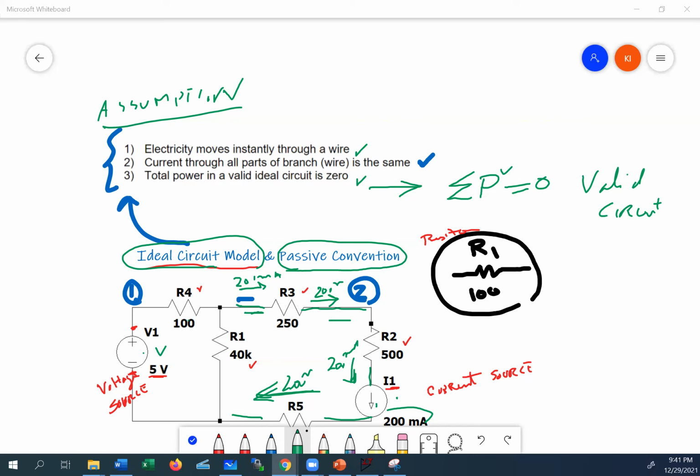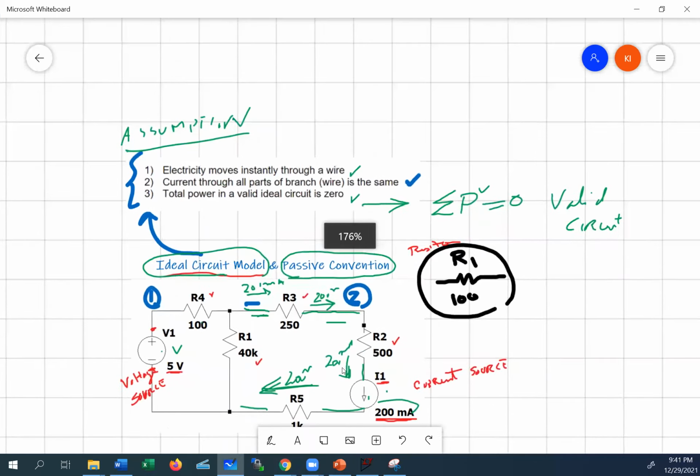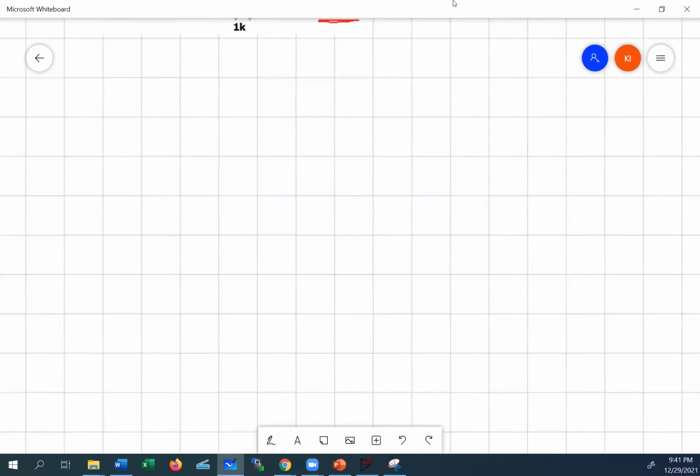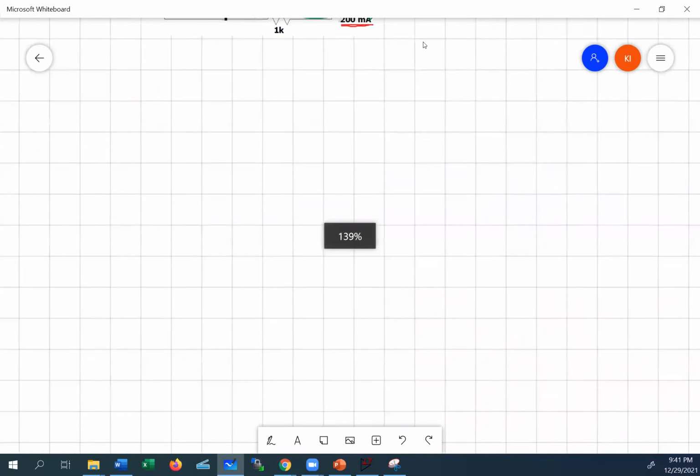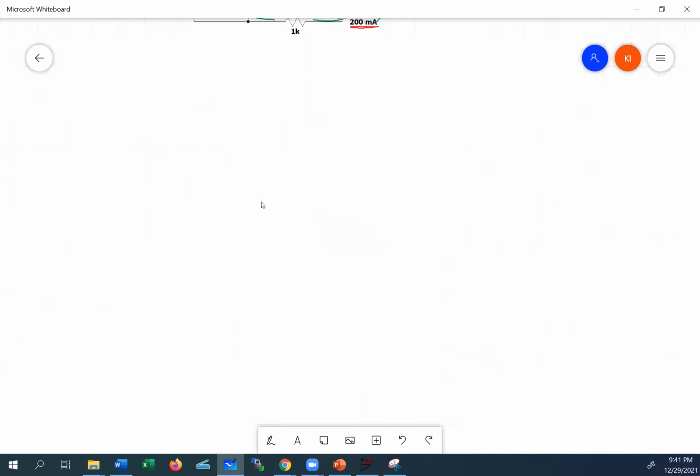Let's start by introducing what power is and what the equations for power are, and then we come back and talk about what the passive convention says. Let's get a new page. Let's move our page a little bit so we get a clean page to work with. Okay, so that's good.